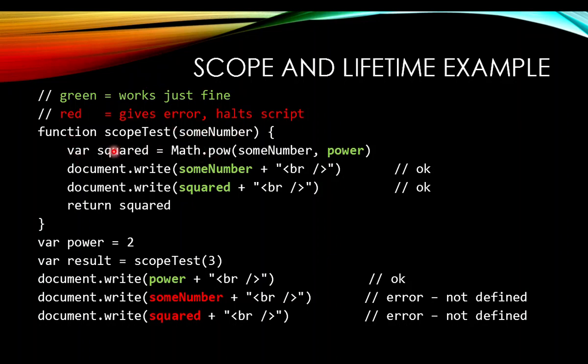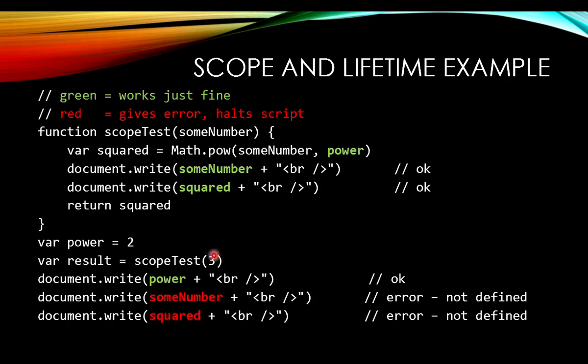So some number and squared are local variables. Great. Now let's follow down here. Out here we create another variable called power, and it takes on the value 2. Great. I make another variable called result. I call scope test, and I pass it a 3.